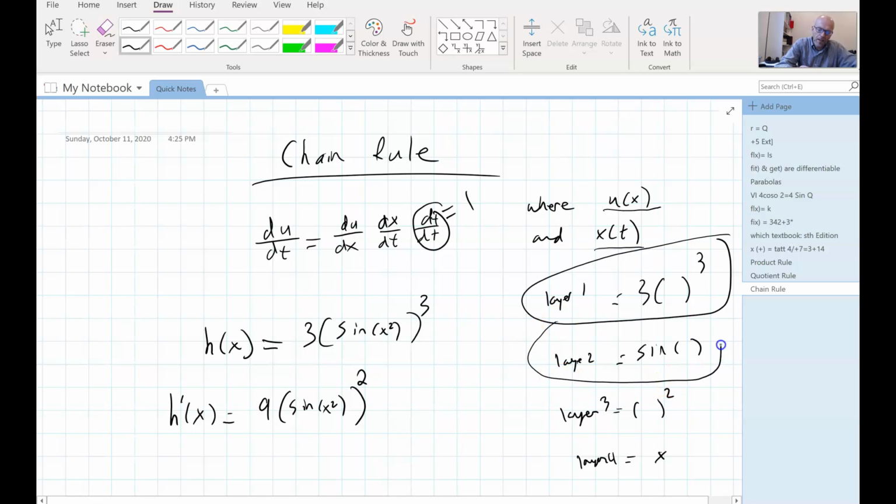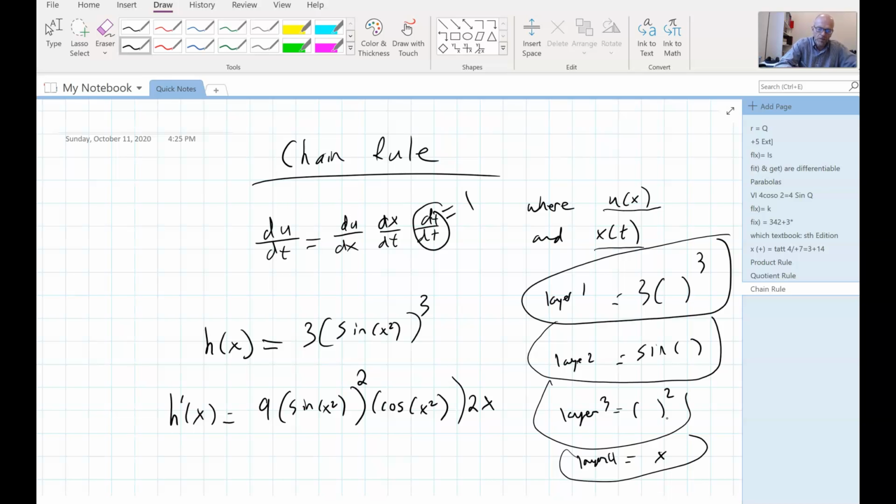Now the second layer is just sine of something. So what I'm going to do is multiply by the derivative of the next layer. Well, the derivative of sine of something is cosine of whatever the something is. Notice I didn't change the x squared. So that took care of the second layer. Now we're going to look at the third layer. The third layer is something squared. How do you take the derivative of something squared? It's 2 times the something raised to the first power, which we don't need to write. And then finally, the last layer is x. What's the derivative of x? That would be dx/dx, which is just 1, so I don't bother writing it.